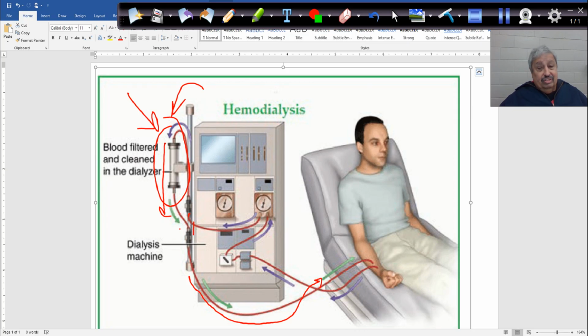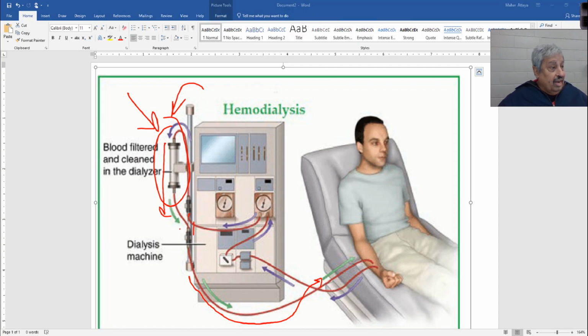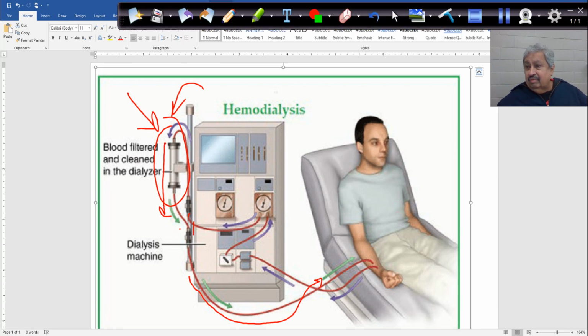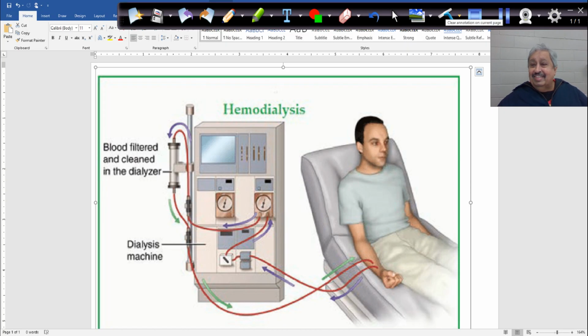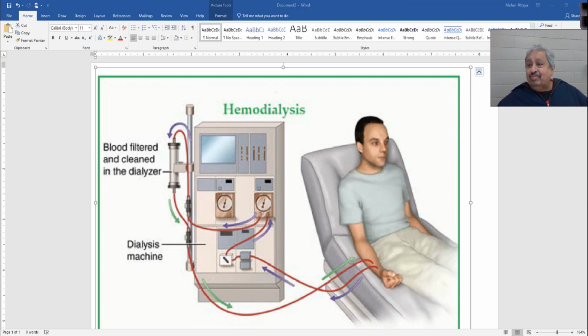And depending on the situation, some people I saw take it three times a week, some of them one time, sometimes once a month, depending on the situation of the disease itself. Any question about kidney dialysis? Any question? So now, let me scare you a little bit with the kidney stone.